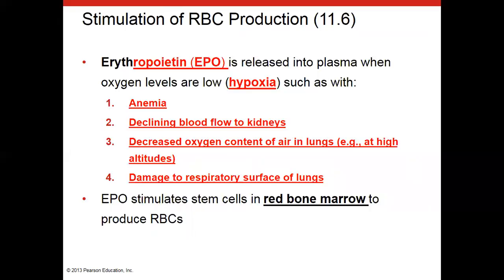Another cause is lack of blood flow to the kidneys, and the kidneys are the site of erythropoietin production. Others are decreased oxygen content in the air, so low oxygen, and damage to the respiratory surfaces of the lungs. If you're not absorbing or diffusing enough oxygen into the blood, you could have low oxygen content. Red blood cells are produced in the red bone marrow. So erythropoietin, or EPO, stimulates red blood cell production. It's produced in the kidney, but then circulates to the red bone marrow to produce more red blood cells so that more oxygen can be carried.